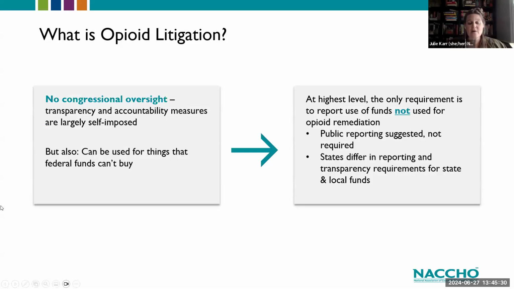A big thing to know about the opioid settlements is that because those are with the 33 attorneys general at state and local levels, there is not a great deal of oversight, or really any oversight at this point, at a congressional or federal level. Their transparency and accountability with these settlements, across all 50 states, really varies and it's largely self-imposed. At the highest level, these lawsuits are only required to report use of funds not used for opioid abatement or remediation.